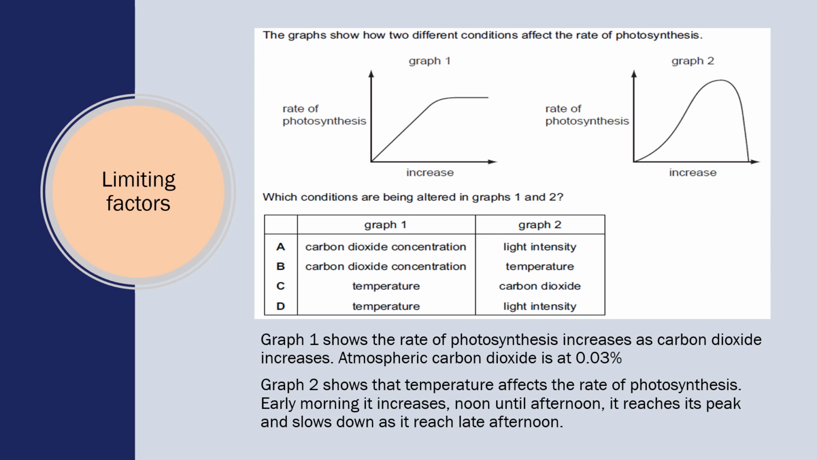While in graph 2, it increases, it goes up, then it goes down. So we need to think if it is light intensity or if it is temperature. But with this kind of graph, as the temperature rises, so does the rate of photosynthesis go up, but there's a peak and then suddenly it goes down. So it means it's temperature. So the best answer for this will be B.